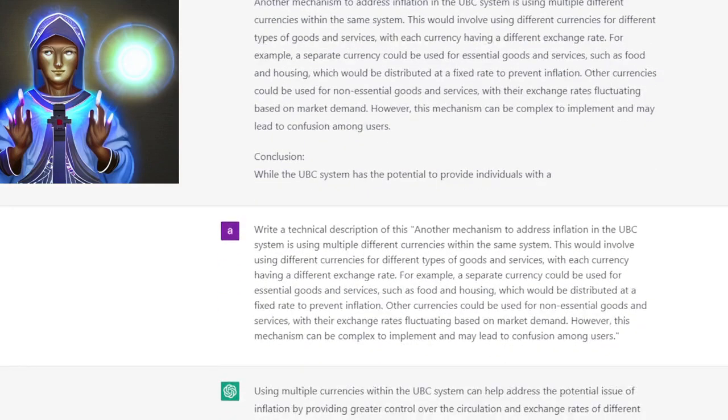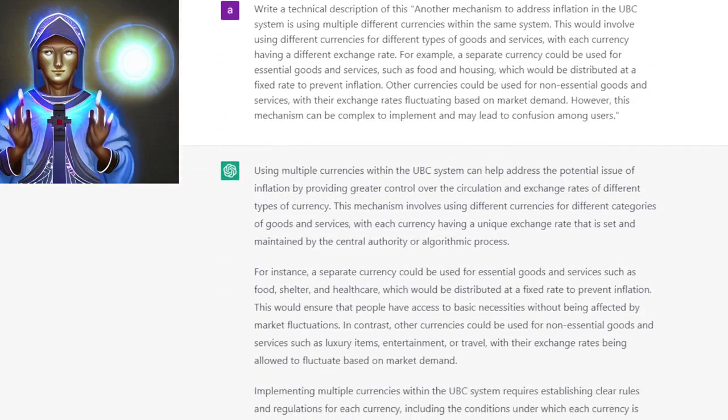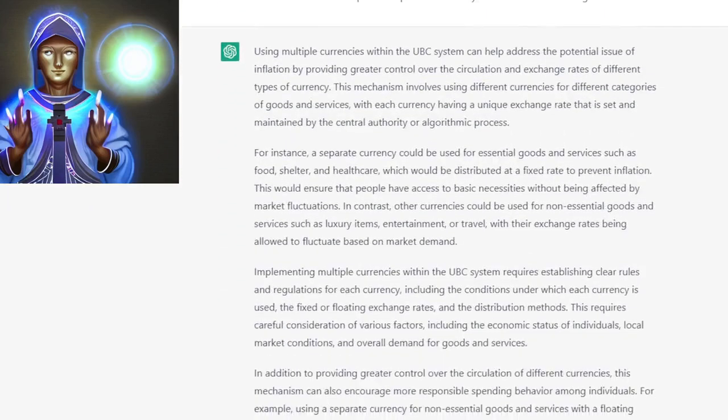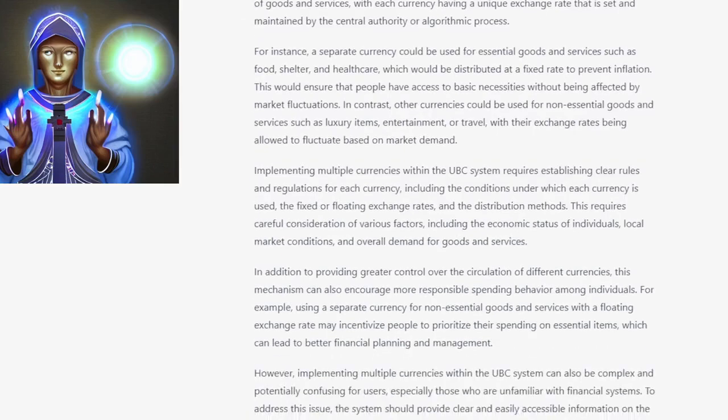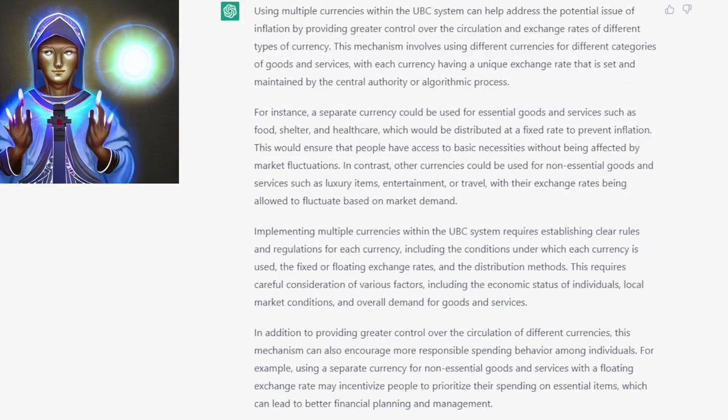Using multiple currencies within the UBC system can help address the potential issue of inflation by providing greater control over the circulation and exchange rates of different types of currency. This mechanism involves using different currencies for different categories of goods and services, with each currency having a unique exchange rate that is set and maintained by the central authority or algorithmic process.